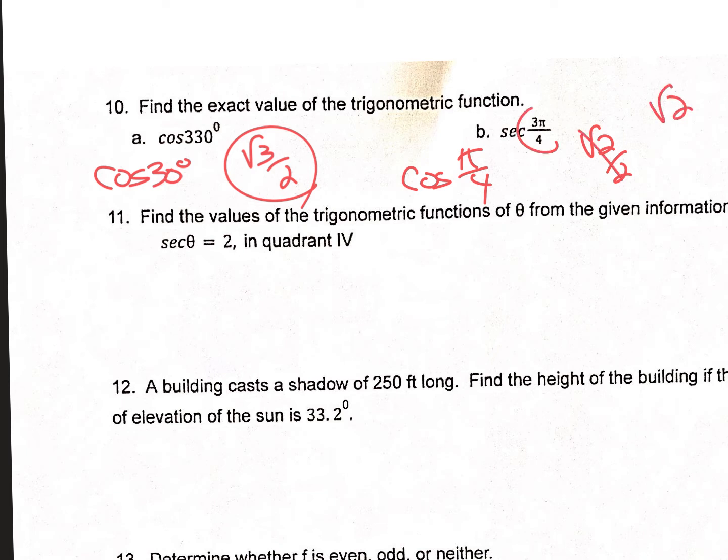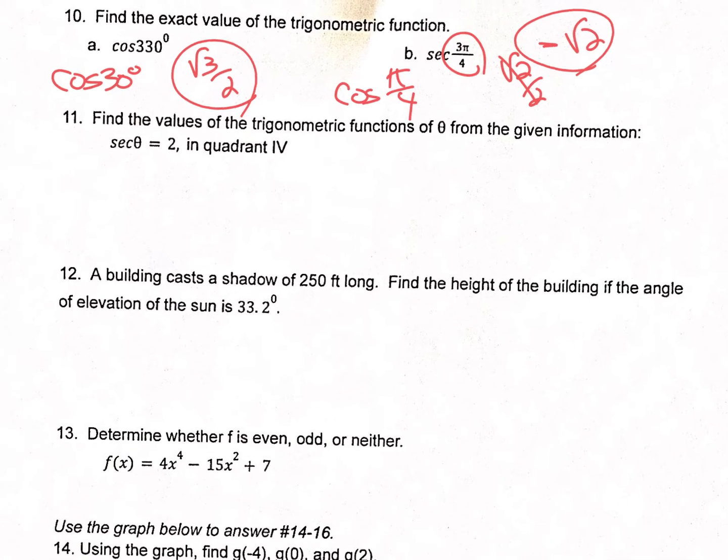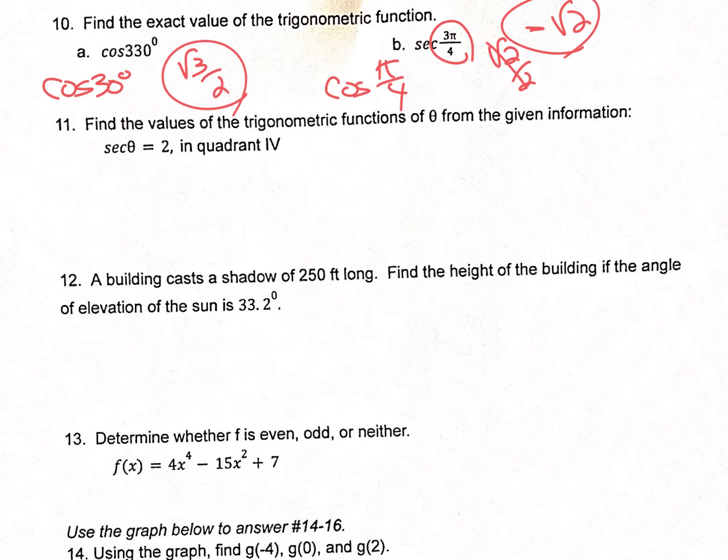Now, got to think about the quadrant. That's 3/4 of the way to pi. If you go 3/4 of the way to pi, you're in quadrant 2. Cosine is x. X is negative in quadrant 2. You get negative square root of 2. There's not much work on those. It's just knowing stuff. All right. I know that sounds bad, but that's what you got to do.